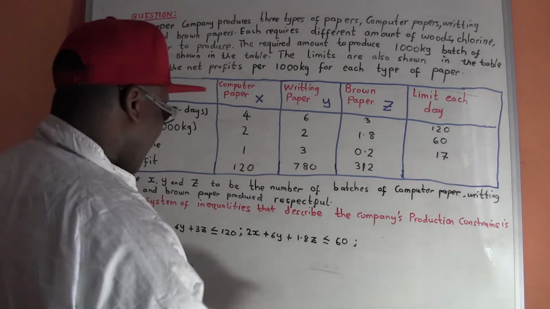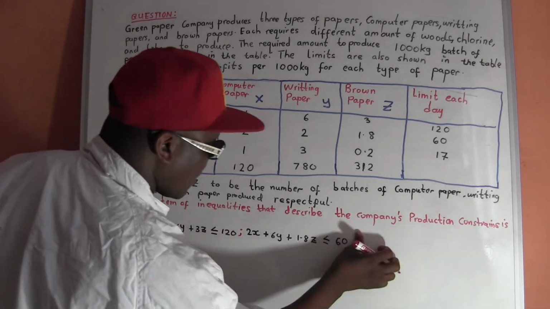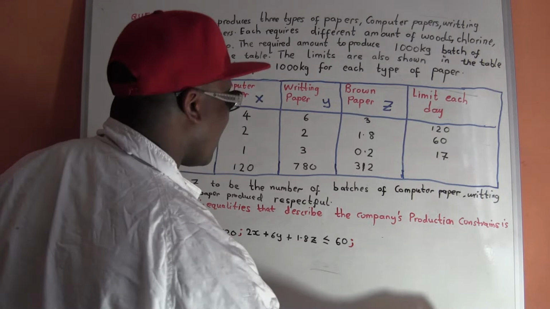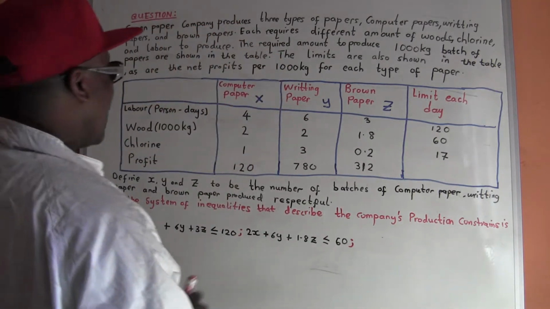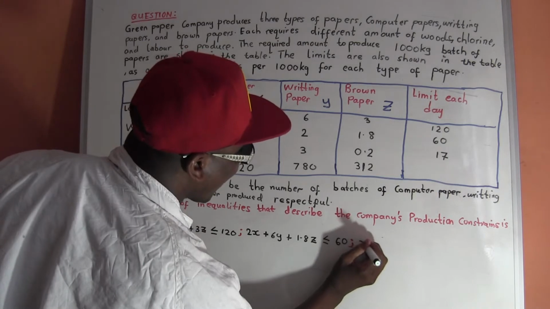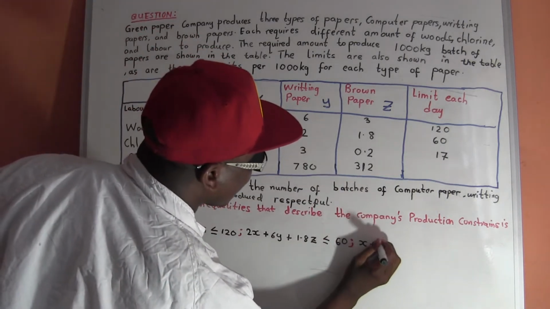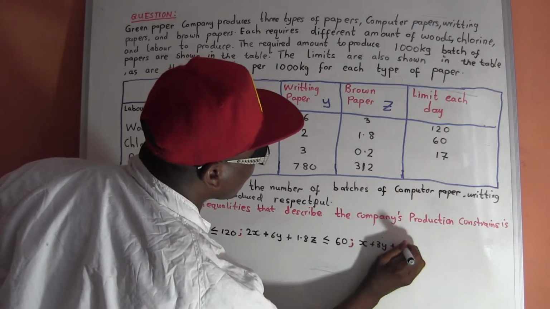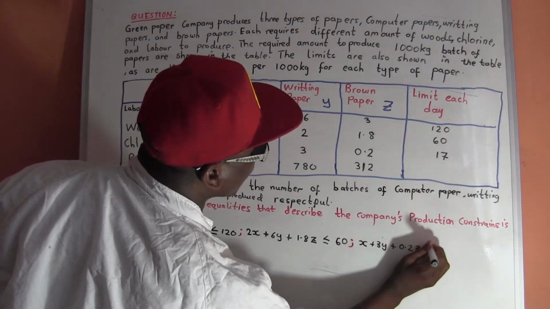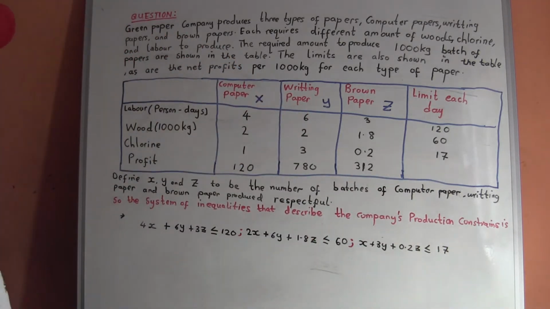Let me put this semicolon like this so it's more visible. Okay, for the last one, you do the same thing, which is going to be 1x, which is x, plus 3y plus 0.2z. But also it's going to be less than or equal to 17. So these are our inequality constraints.